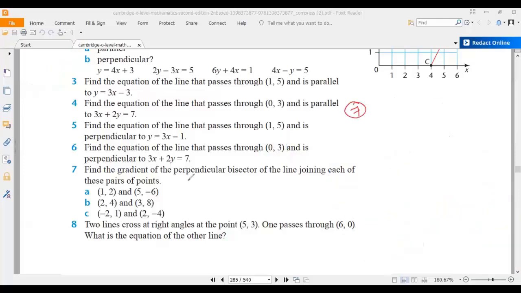Question number 7 says, find the gradient of the perpendicular bisector of the line joining each of these pairs of points.